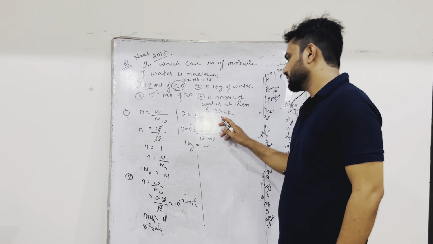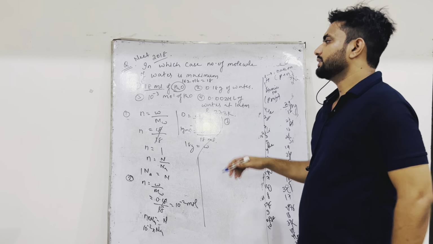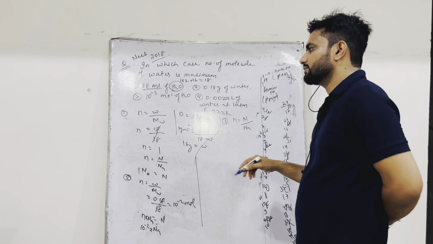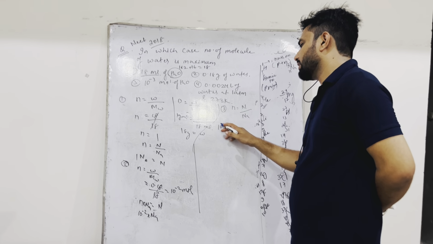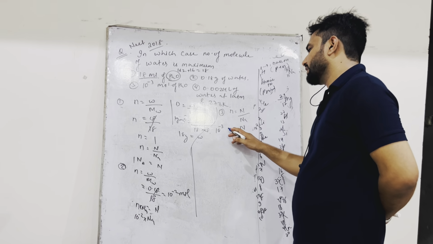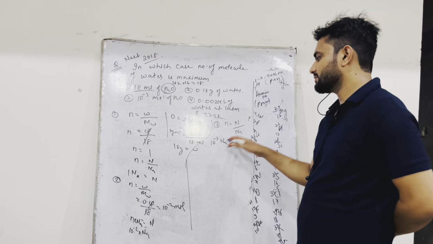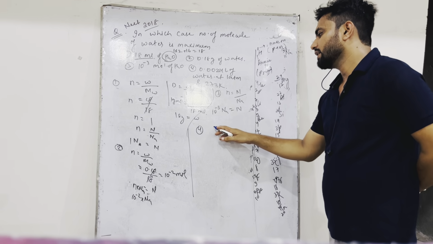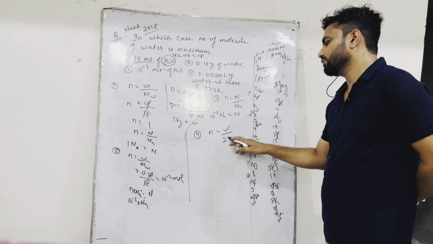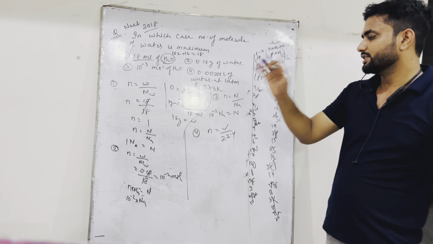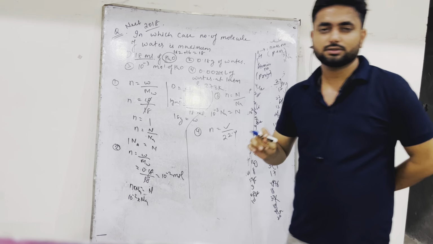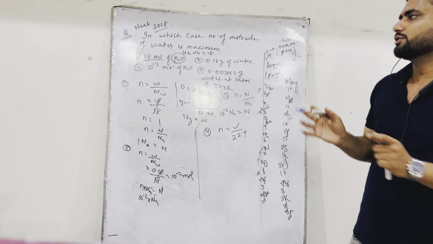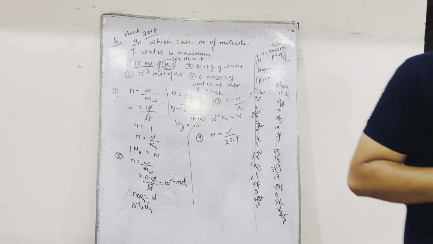In the third, it is 10 to the power minus 3. N is equal to number of molecules upon Avogadro's number, so 10 to the power minus 3 into Na, that is too small. After this, the fourth one is N is equal to V upon 22.4. In this formula, we will take this one formula. I have taken this question because this is a complete question to understand the mole. What is mole?